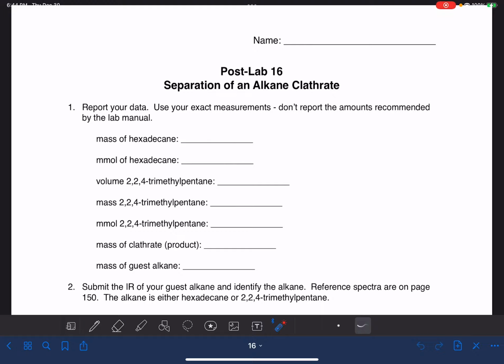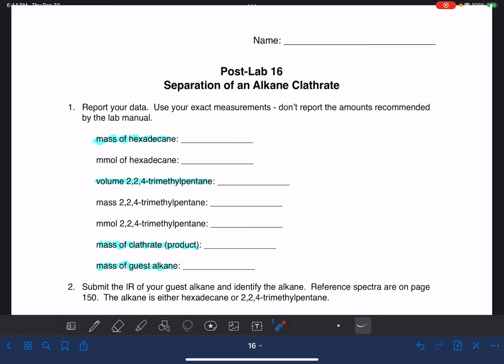I'm going to give you some tips for post-lab 16, separation of an alkane clathrate. In the first question, you're mostly just reporting data from the experiment: the mass of hexadecane that you measured in lab, and also the volume of 2,2,4-trimethylpentane that you measured in lab, and the mass of the clathrate product, and then also the mass of the guest alkane. These are all things that you will measure while you're doing the lab.